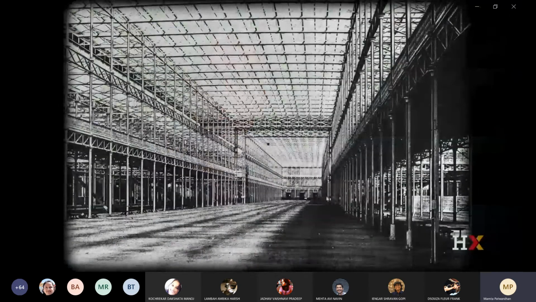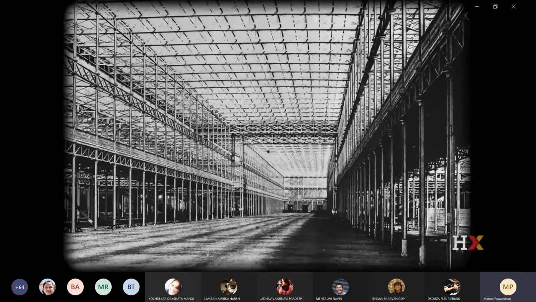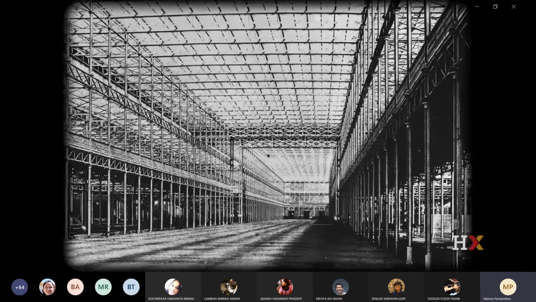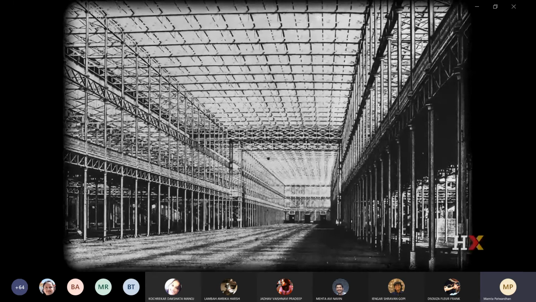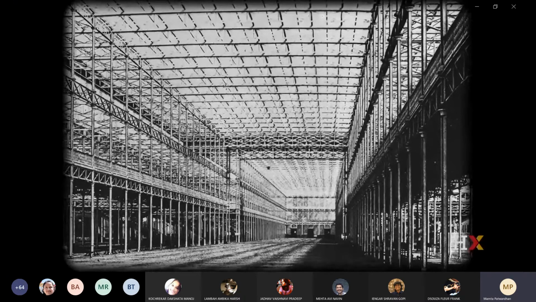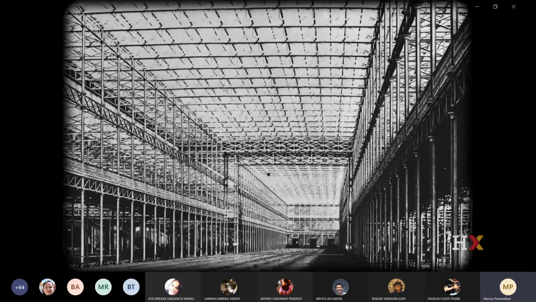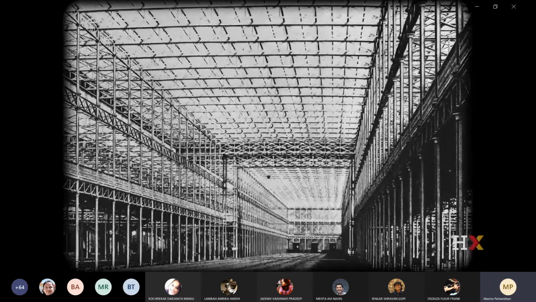This is the Crystal Palace immediately after the end of the Great Exhibition, and we can see this kind of impression of infinity. It was perhaps the first time that a building gave this impression of being infinite, this repetitive, almost infinite space in which the eye got almost lost.